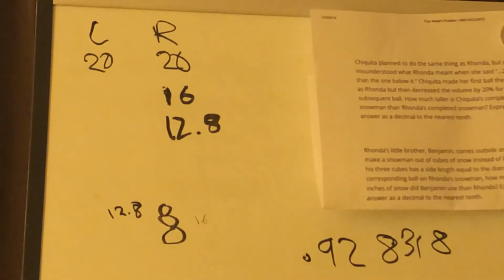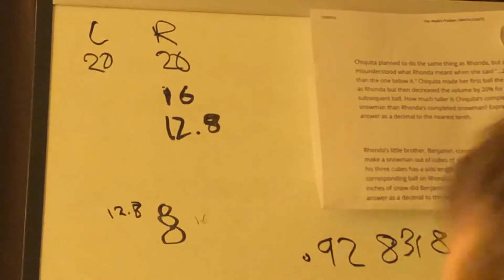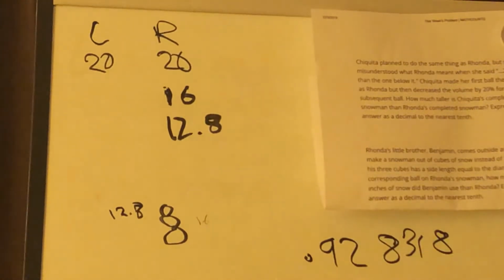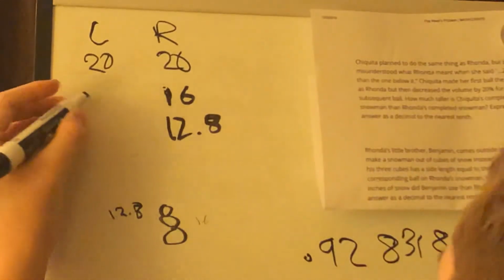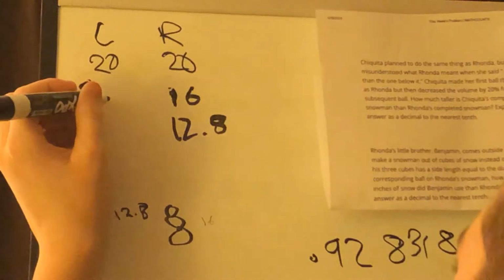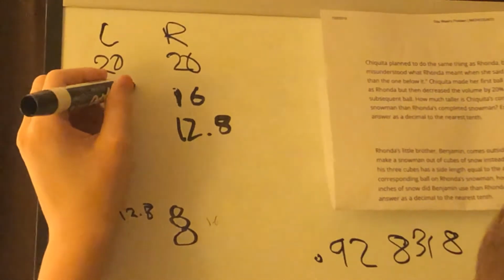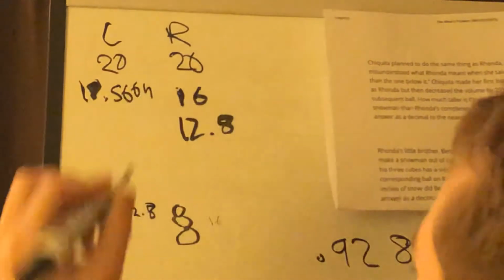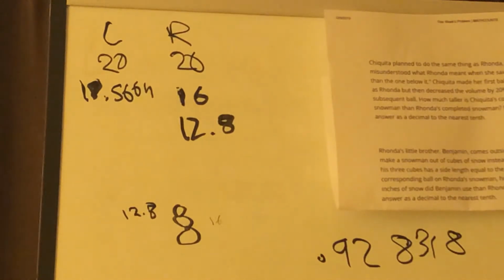This times 20 is going to be Chiquita's second ball. Again, it says round to the nearest tenth, but because of how rounding errors can work, we don't want to do that until the end. So we get 18.566, and then we round to 4. 18.5664 is approximately what that second ball's diameter will be.